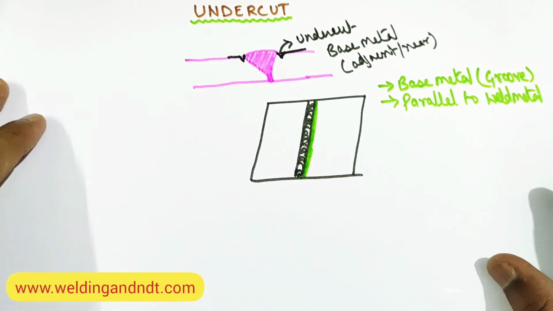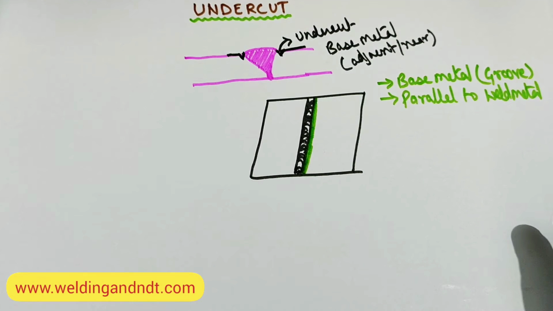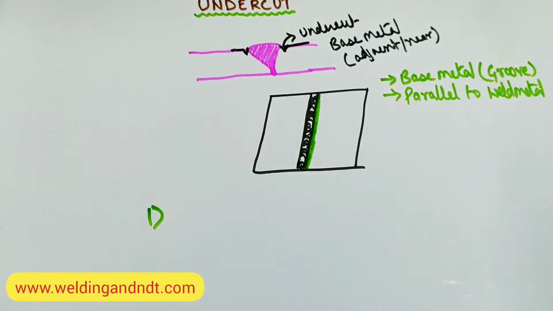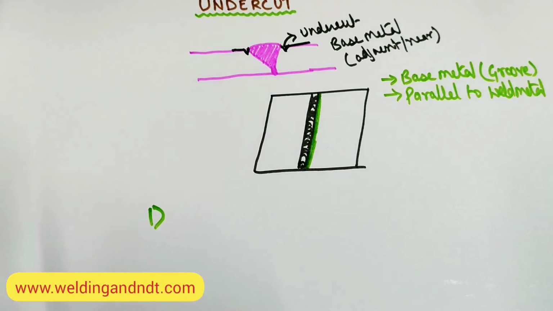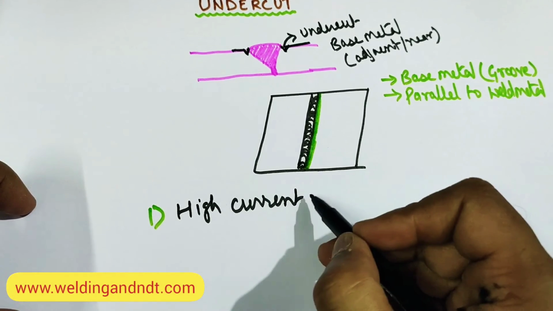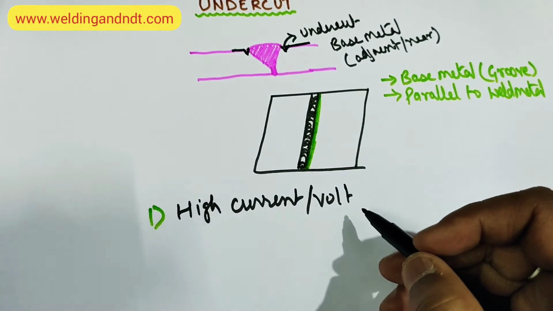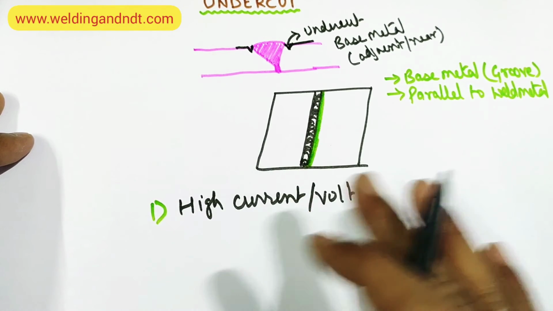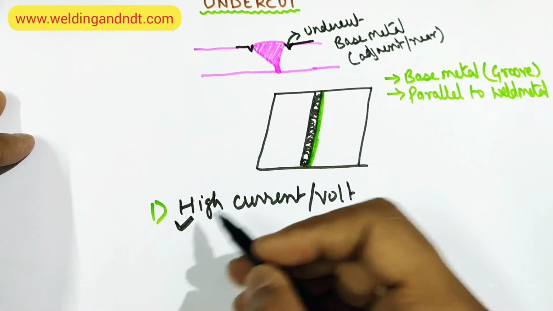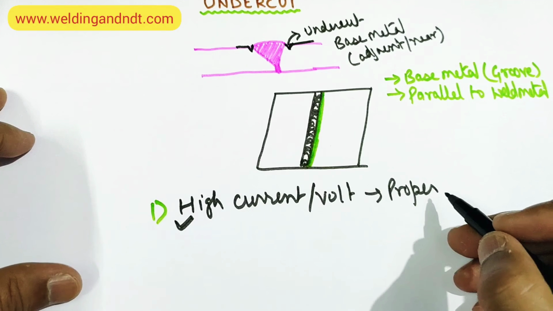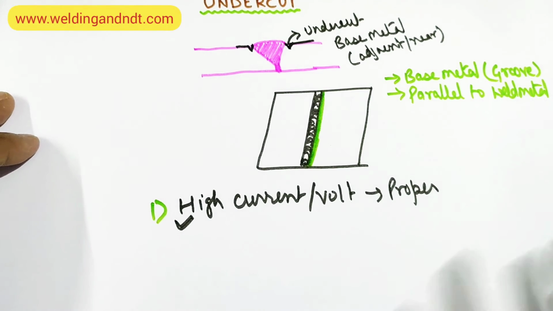Now friends, what are the possible causes and remedies of undercut? That I will explain. The major possible cause of undercut, the first one, is high welding current and arc voltage. The current should be as per our specified welding procedure, and that welding procedure is made depending on the thickness and other factors. So the current shall be proper. If it is high, we need to bring it to the level specified in the welding procedure specification.